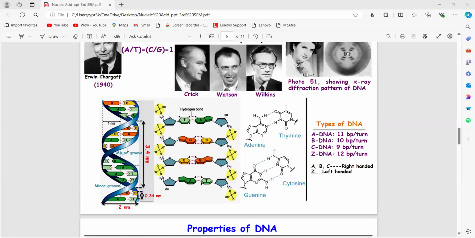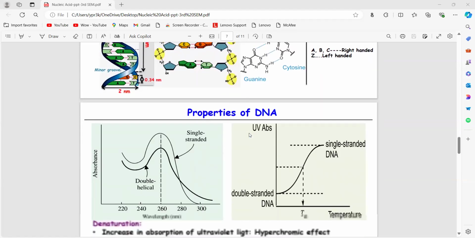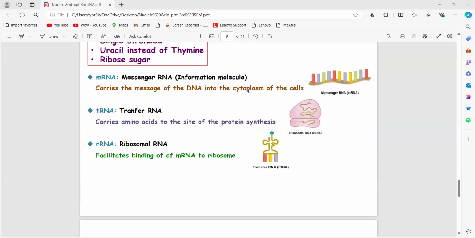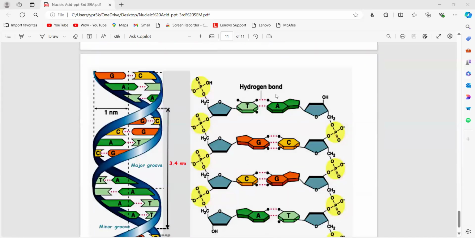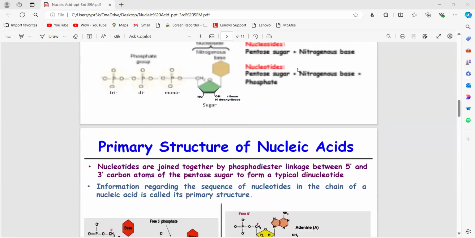When we observe the structure, the diameter is 2 nanometers. The distance between two nitrogen bases is 0.34 nanometers, and one turn contains 10 bases over a distance of 3.4 nanometers. So this is about the DNA. In the next class, we will discuss the RNA.